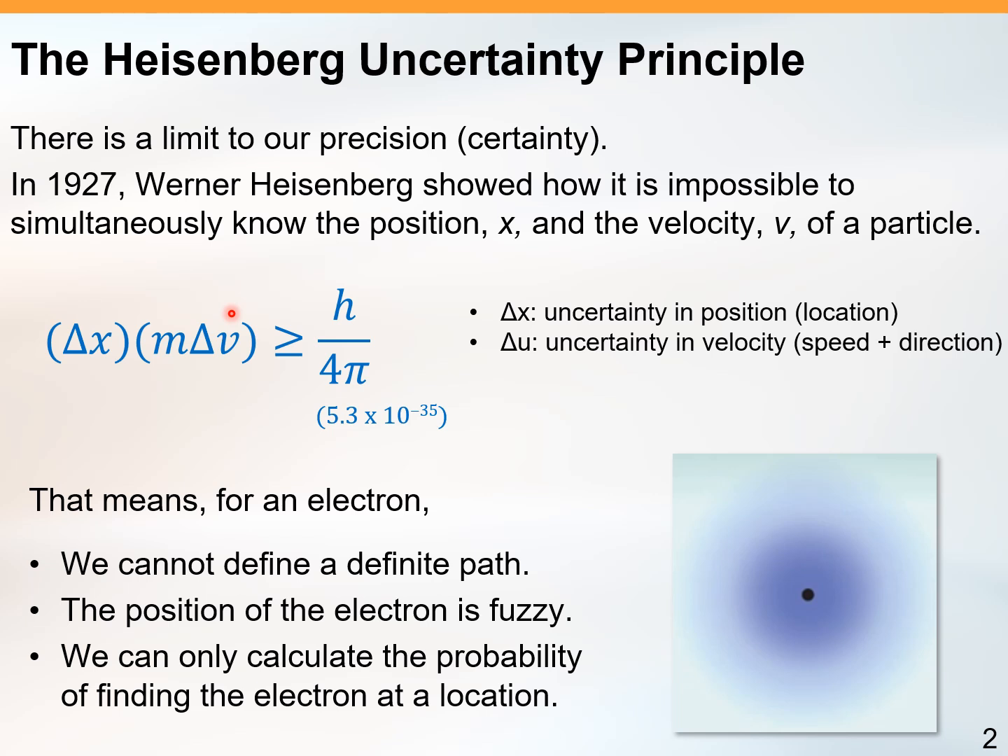As a result, you cannot determine a definite path for an electron, and the position of the electron is fuzzy. The electron can be found anywhere in that fuzz. However, we can calculate the probability of finding the electron at a point, at a location. This calculation allows us to predict the most likely spaces to find the electron. This is how we are going to describe atomic orbitals.